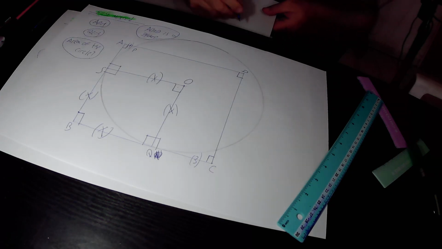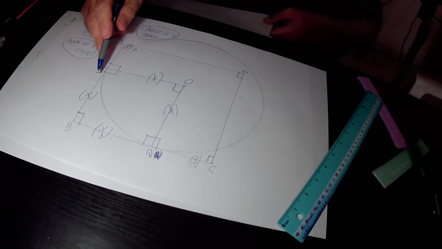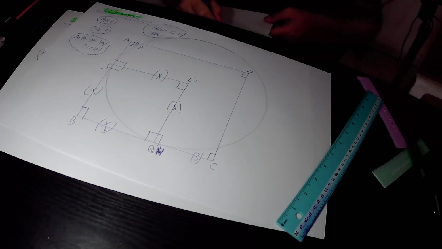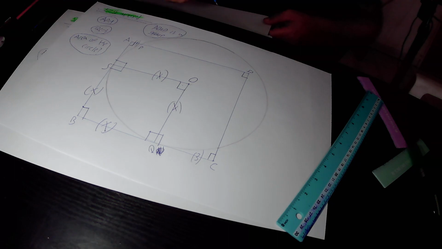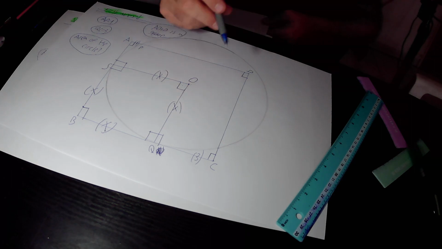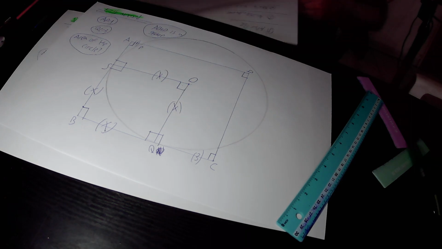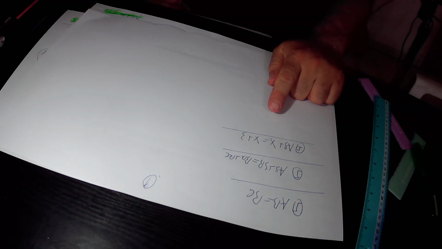AS is the missing side, so we will leave it as it is, plus SB. SB equals X, and it is equal to BQ. BQ also equals X, plus QC. QC equals 3 units in length, according to what is given in the question. So in total, according to equation 1, we found out that AS plus X equals X plus 3.